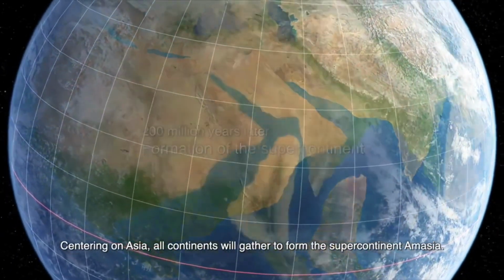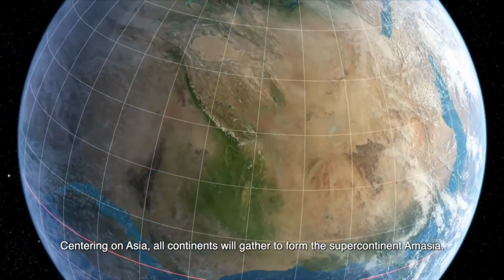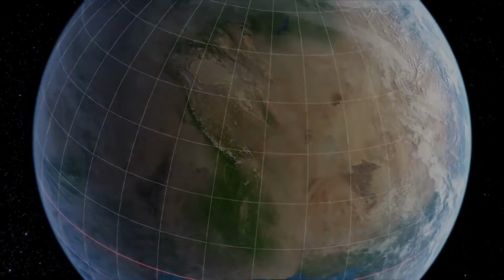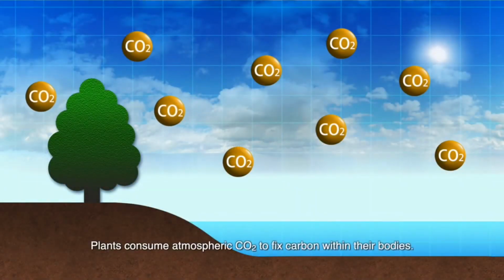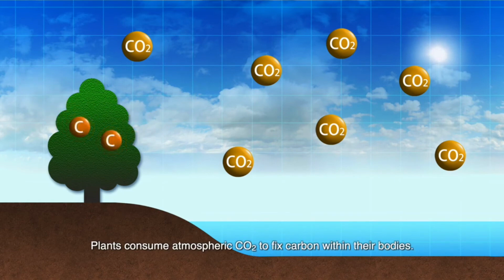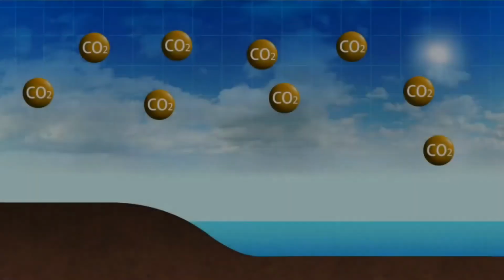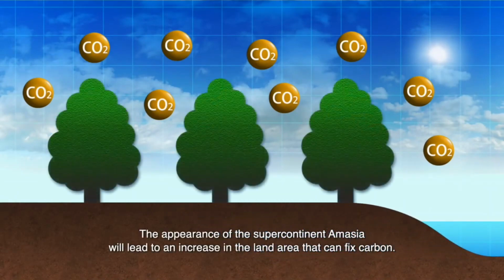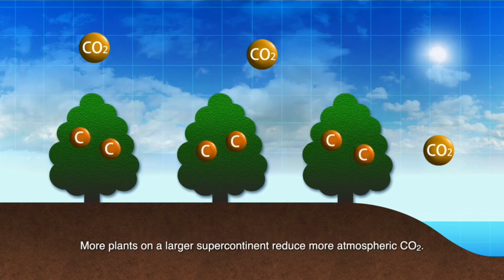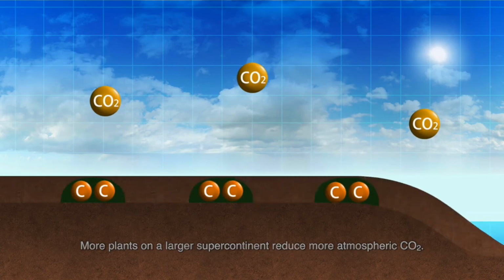Centering on Asia, all continents will gather to form the supercontinent Amasia. Plants consume atmospheric CO2 to fix carbon in their bodies. Dead plants made of fixed carbon are covered by sediment. This process plays a role in reducing atmospheric CO2. The appearance of the supercontinent Amasia will lead to an increase in the land area that can fix carbon. More plants on a larger supercontinent reduce more atmospheric CO2. The amount of CO2 will decrease to 1/10 of the present level.